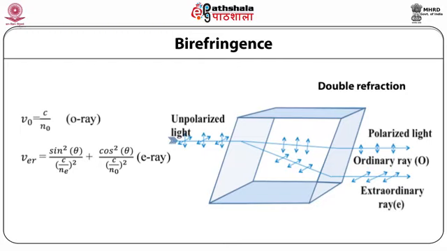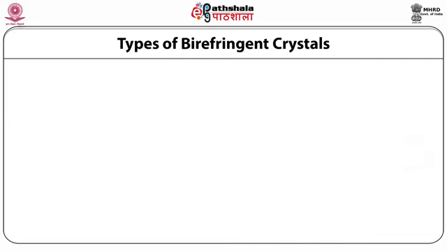Such crystals are known as uniaxial crystals, where v_o is equal to c by n_o for the O-ray, and v is equal to 1 over the square root of sin squared theta divided by (c divided by n_e) squared plus cos squared theta divided by (c divided by n_o) squared for the E-ray, where n_e and n_o are constants of the crystal and theta is the angle with the optic axis. c by n_e and c by n_o are the velocities of the E-ray when it propagates parallel and perpendicular to the optic axis respectively.